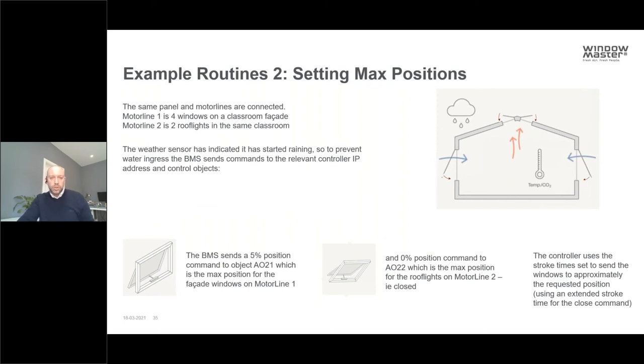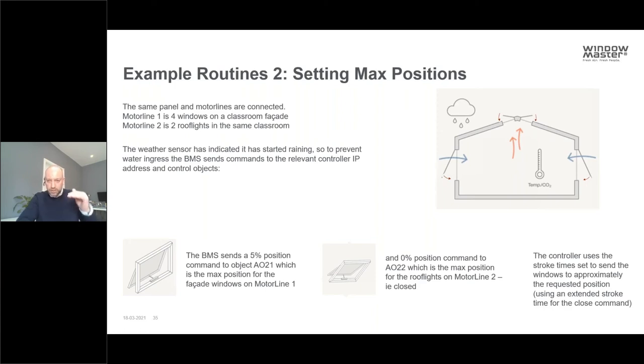Example routine 2 is setting max position. So same panel, same classroom, 4 windows on the facade on motor line 1 and 2 roof lights on motor line 2. This time the weather sensors indicate it has started raining. So to prevent water from getting into the classroom, the BMS wants to send commands to the relevant controller IP address and control objects to limit the window positions on the facade to 5%. So it sends a 5% position command to object AO21.